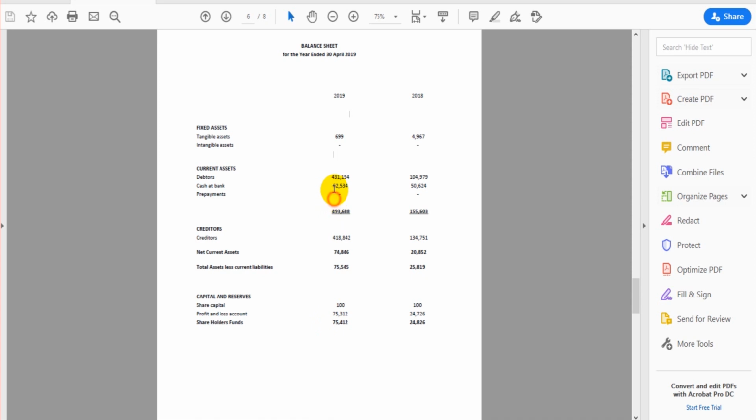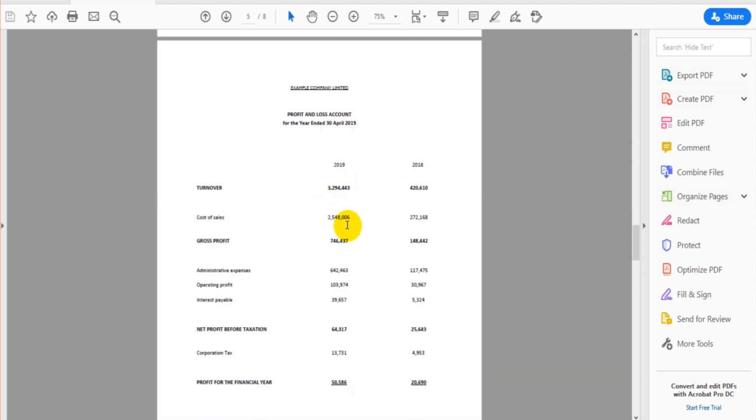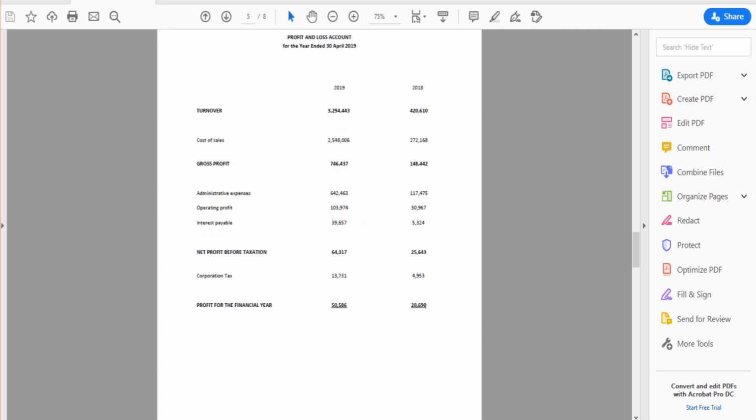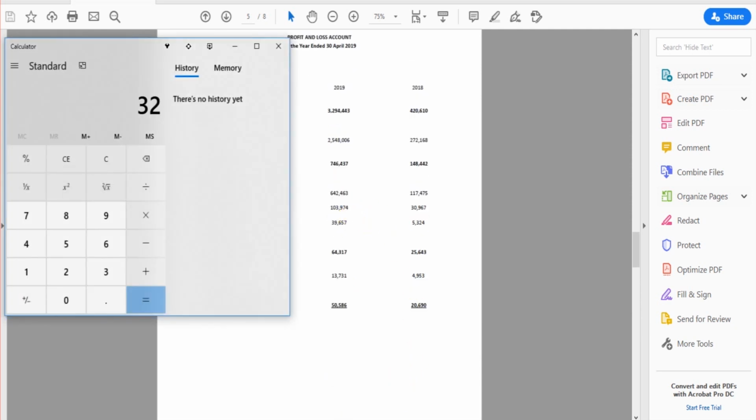So we have a debtors balance here of 431,154. Now the first thing I like to do when I see a debtors balance is try and work out how much of this debtors balance is compared to turnover. So if we were to do the whole turnover for the year, 3,294,443, if we divide that by 12, on average, you know, the sales might be seasonal, but on average, we have 274,536 sales per month.